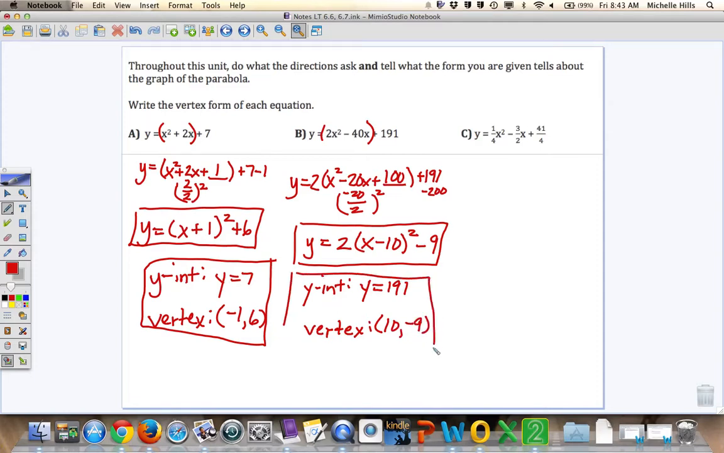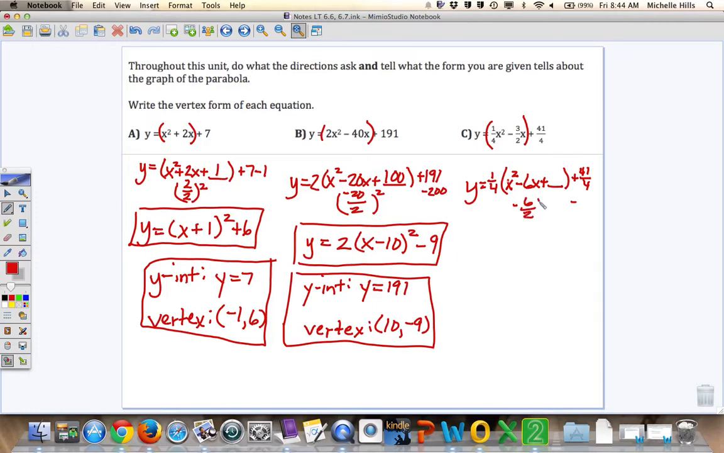Again, I don't know the x-intercepts because we didn't put it into factored form. Here, group the x squared and x terms, but I need to take that 1/4 out. So 1/4, and when I factor that out, what I have left is x squared minus 6x, and then plus something. Bring my 41/4 out to the end, and I know I'm going to have to subtract something in a minute.